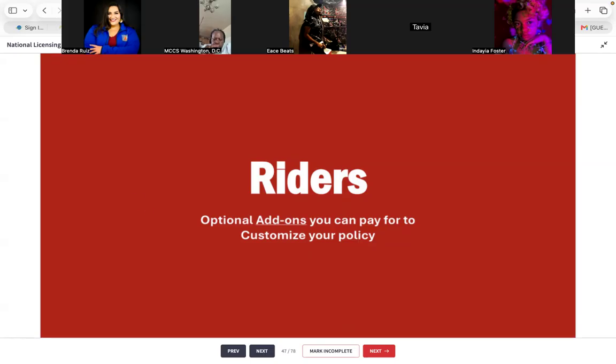Riders, this is kind of like upgrades to your policy. All right, this is walking into Verizon looking for a phone, and then they sell you the case, the little keychain that goes on it. You got Netflix on your phone now. This is what that is. Those are riders, right? Those are upgrades that you can add to your policy, customizations.